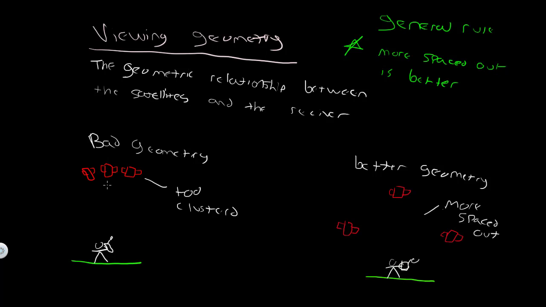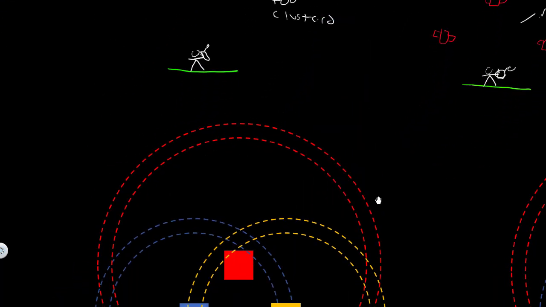And so you might be asking yourself, okay, well, why does this matter? Why do we care about this viewing geometry? And why do I say that it's better to have them more spaced out? Well, let's go ahead and look at two diagrams that I think will explain this much more clearly than I have here. So let's go ahead and scroll down a little bit.